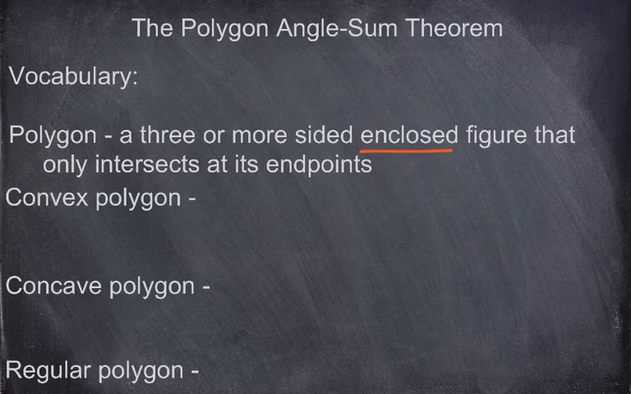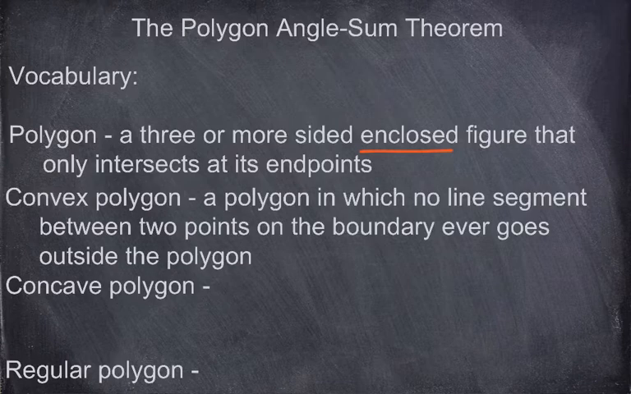So, the question is now, what is a convex polygon? A convex polygon is a polygon in which no line segment between 2 points on the boundary ever goes outside the polygon. And again, we will get to what that looks like right after we finish our vocab here. But again, with a convex polygon, you cannot create a line segment between 2 points on the polygon in which that line segment would be outside the shape.